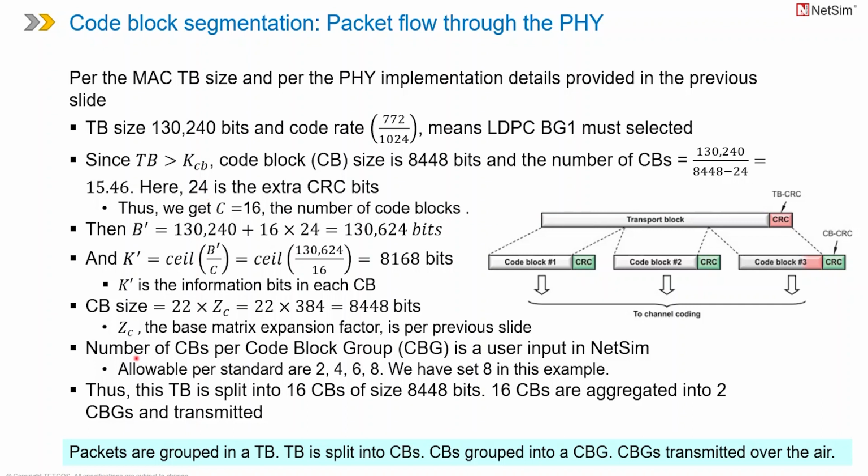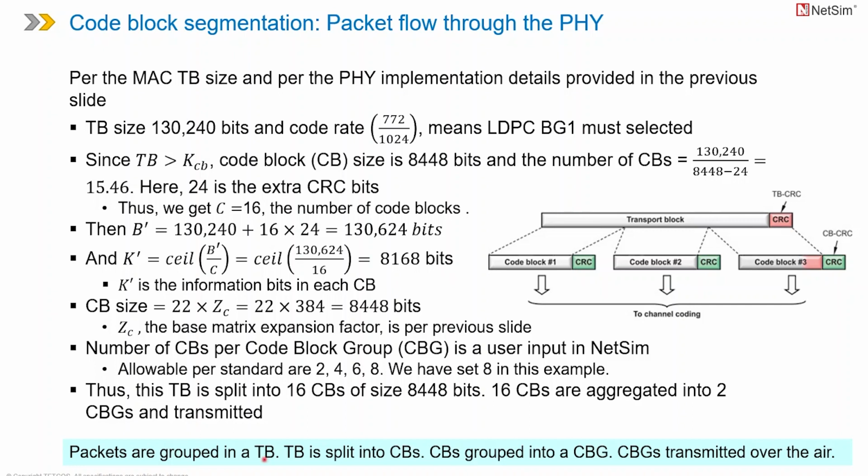The number of code blocks per code block group is set to 8, which means that 16 code blocks are aggregated into 2 code block groups and transmitted over the air. The resulting size of each CBG is 130,624 bits, and the number of information bits in each CB is 8168 bits.